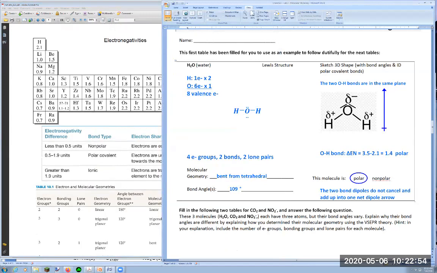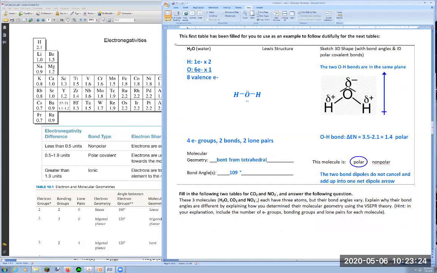So you've decided you have polar bonds, and you need then to identify them in your drawing. That's what it means by ID polar covalent bonds. Use delta pluses and delta minuses. Here, because oxygen is the most electronegative element, it's going to be the delta minus around oxygen, and you will have delta pluses around the hydrogens. That's one thing that is graded, so make sure all these details are put in.